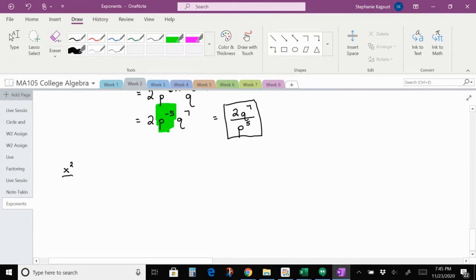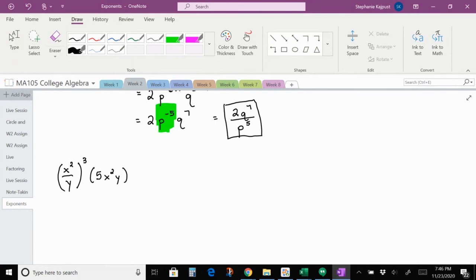Here's another good one. We can do these all day. There's so many variations of these. 5x squared over y to the third, and then 5x squared y.